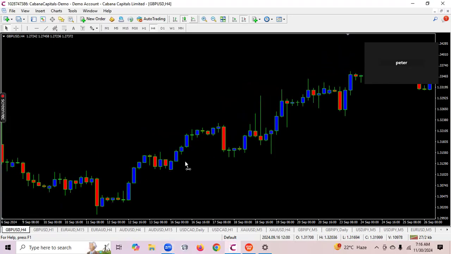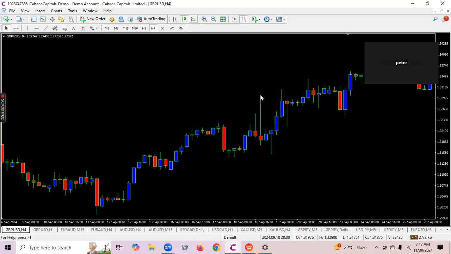So you can see this also. This is a hammer. Can you see this? How do you know the candle is a hammer? The wick below it must be 2 times the body. Note that down. The wick below must be 2 times the body. So this is called a hammer because the wick below is 2 times the body.